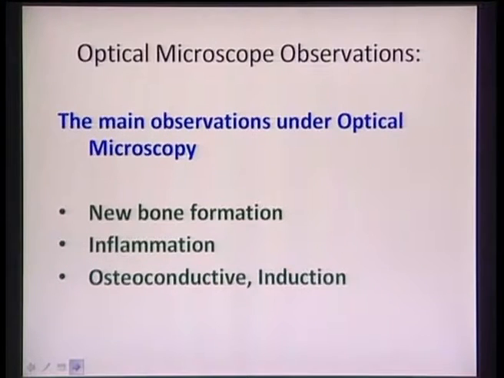Now, what should you look for when you look at these bone tissue samples under the microscope, whether an optical microscope, fluorescence microscope, or some other kind? First, whether new bone formation takes place around the implants. Number two, whether there is inflammation around the implant. And number three, whether the bone is osteoconductive and has osteoinduction properties.